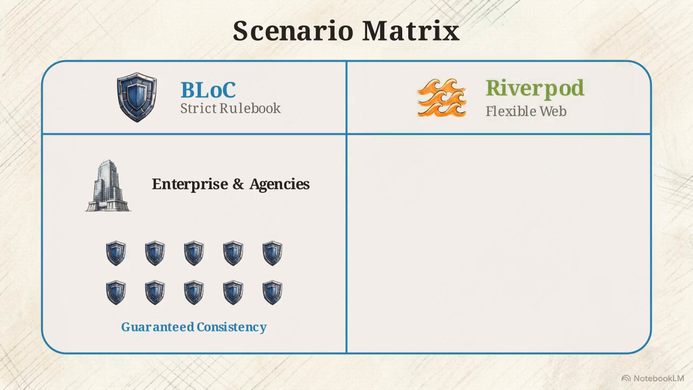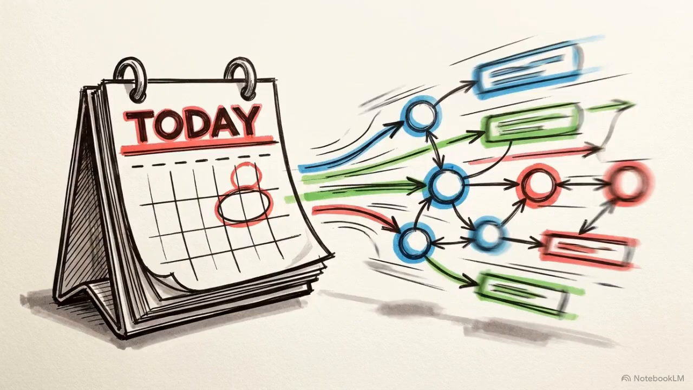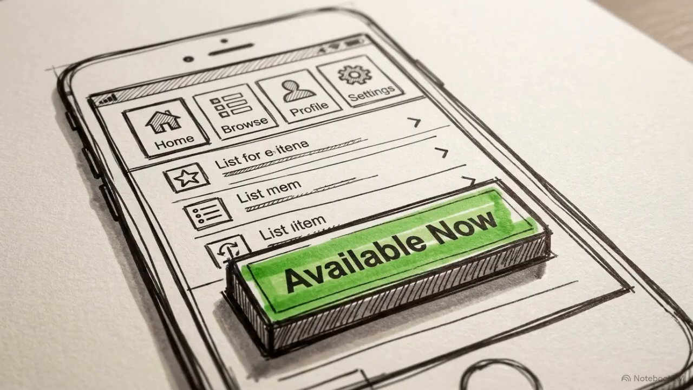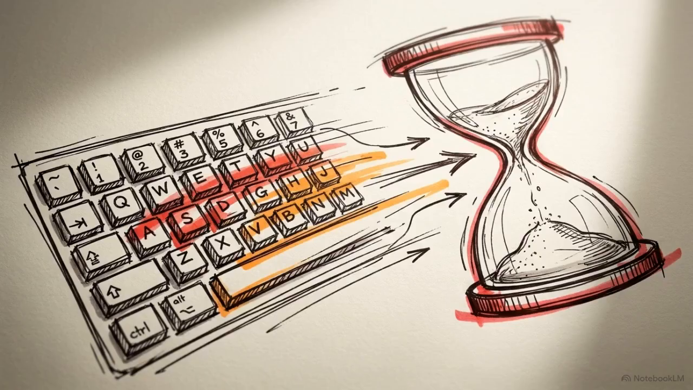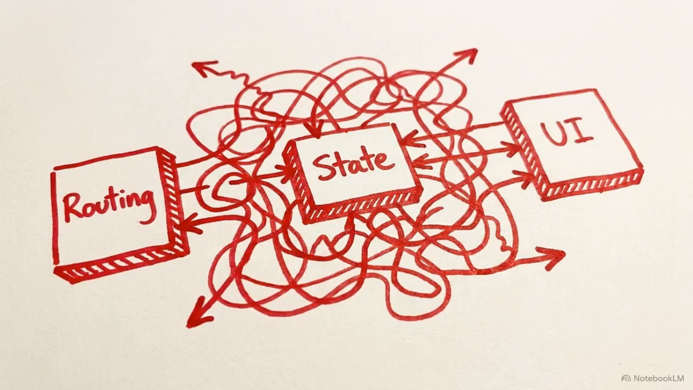Conversely, the Riverpod scaffold targets solo developers, indie hackers, and early-stage startups. When your primary goal is speed, Riverpod acts as an accelerator. It gives you the flexibility to ship an MVP fast when you simply do not have the time to write extensive boilerplate. Traditional tutorials often leave you to guess how folders, state, and routing actually connect in a production environment.